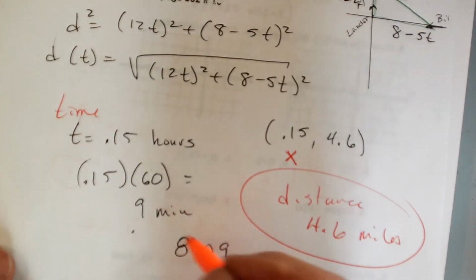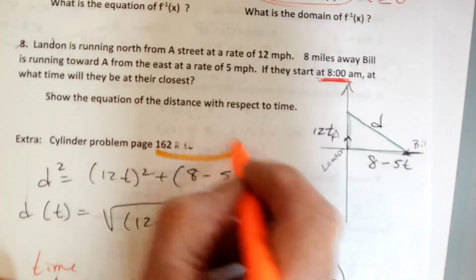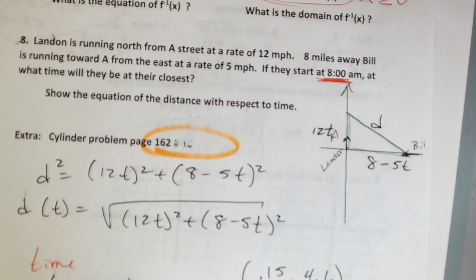And then if you want to look at the extra, which will be on the test, you just have to look at that cylinder problem on page 162. Okay, and that's all I have.